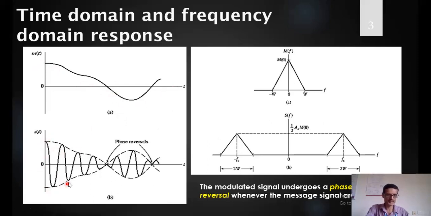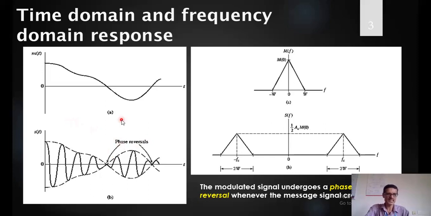This is the carrier signal, where the amplitude of this high frequency carrier is changing continuously, proportional to the amplitude variation in the message signal. Now, the difference here is that whenever this message signal is crossing 0, going from positive to negative or negative to positive, there will always be a phase reversal in the carrier signal compared to the original carrier.